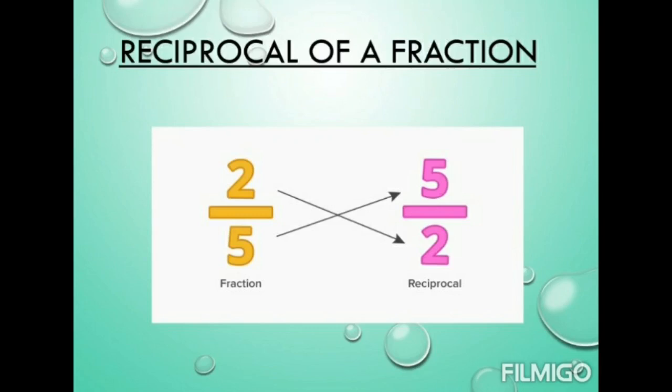Two non-zero fractions whose product with each other gives 1 are called reciprocals of each other. So the reciprocal of 2 by 5 is 5 by 2. When we multiply 2 by 5 by 2 by... 5 by 2, it gives 1. We can obtain the reciprocal of a fraction by interchanging its numerator and denominator. The reciprocal of a proper fraction is always improper and the reciprocal of an improper fraction is a proper fraction.